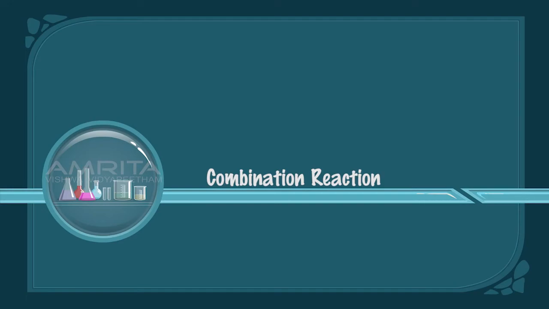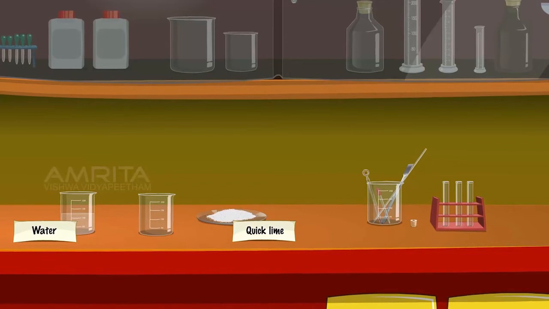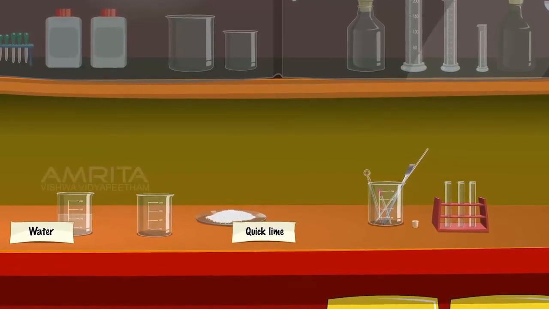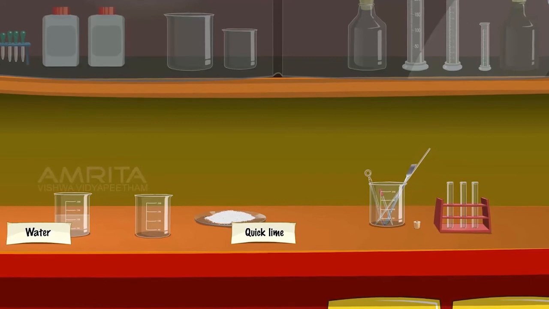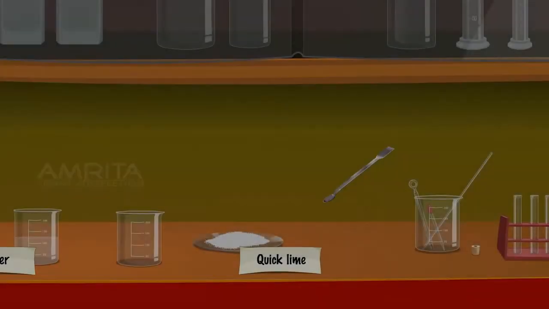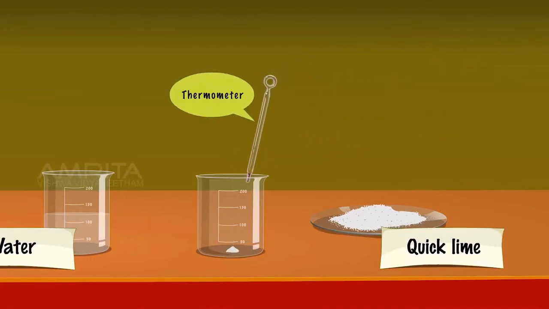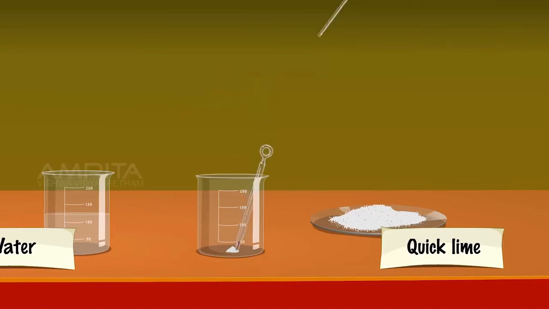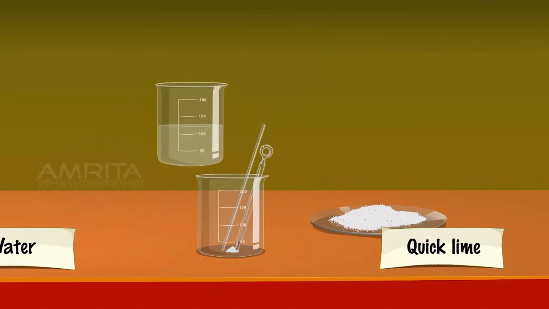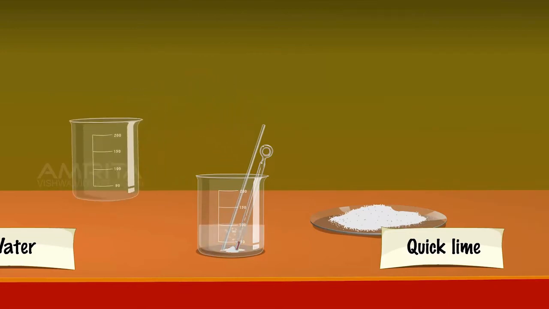Combination reaction. We'll require quicklime, distilled water, beakers, spatula, glass rod, test tube, dropper, and lime water. Take a small quantity of lime water using a spatula and transfer it into a beaker. Thermometer, glass rod. Slowly add water into the beaker so that quicklime remains submerged in the water.